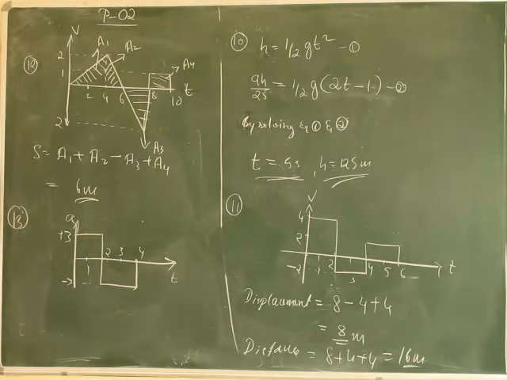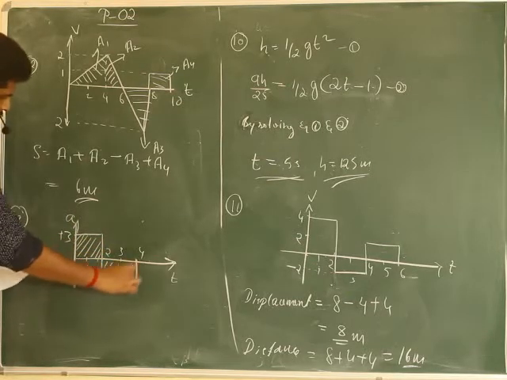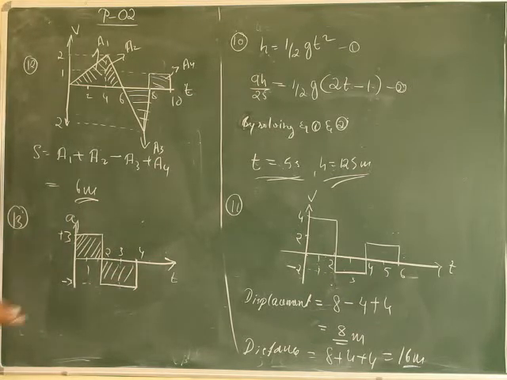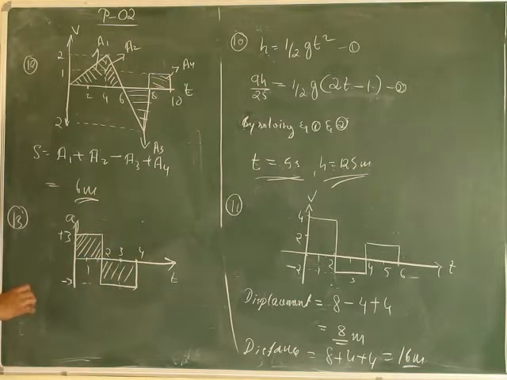A particle starts from rest at t equal to 0, moves along a straight line with the acceleration as shown below. The velocity of the particle at t equal to 3 seconds they have asked. You are supposed to find out at t equal to 3 seconds. The area under the AT graph gives you velocity. So only till here. How much is that area? Let us see.